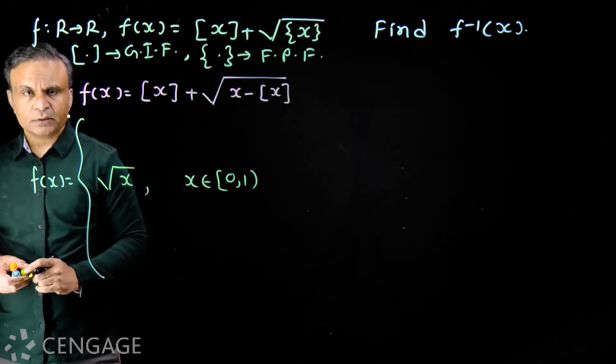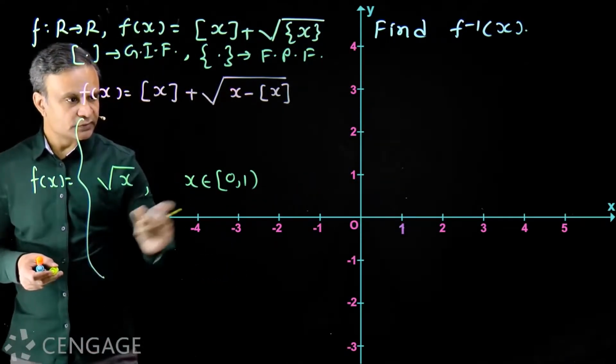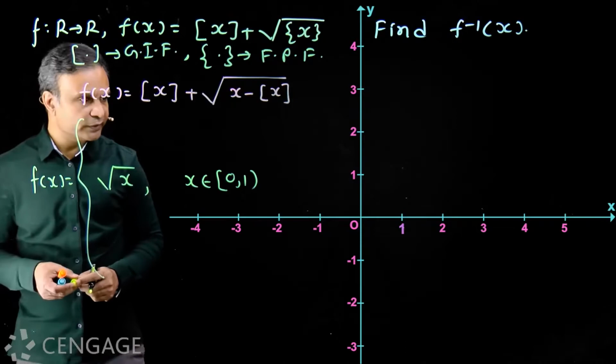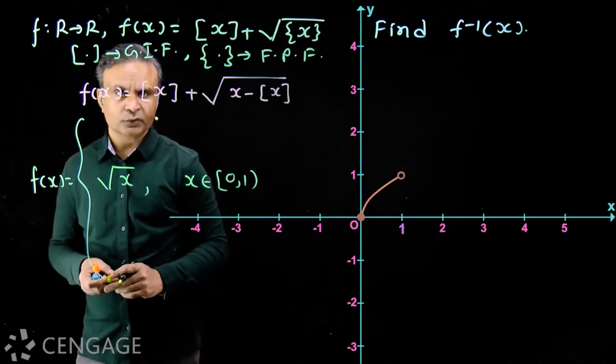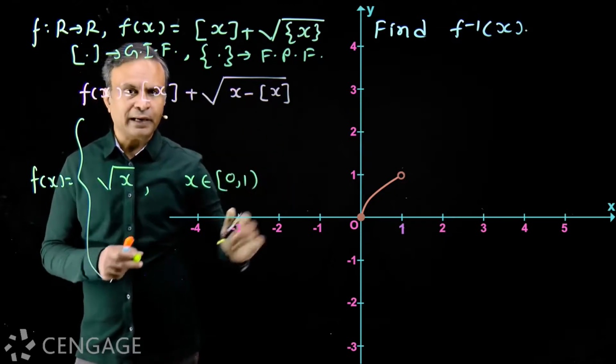Okay, let's draw the graph of the function also. We have here coordinate axis. In this interval we have f(x) is equal to root x, so we have this graph. We know how the graph of root x function looks. It's a part of parabola.